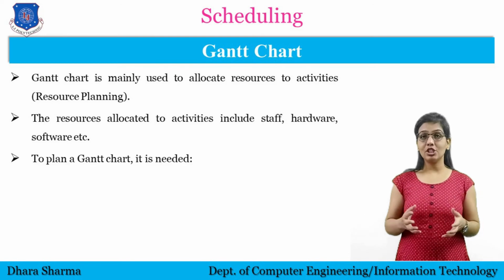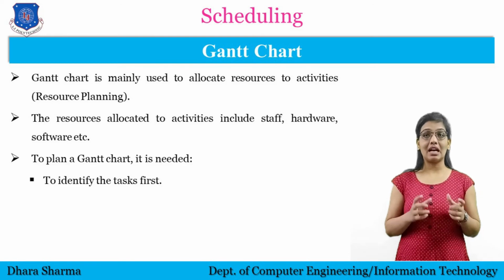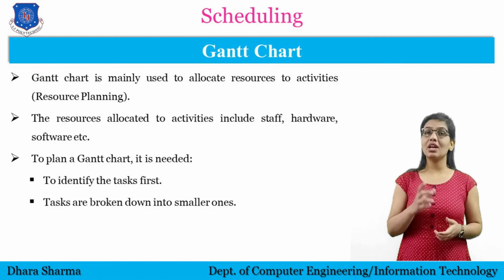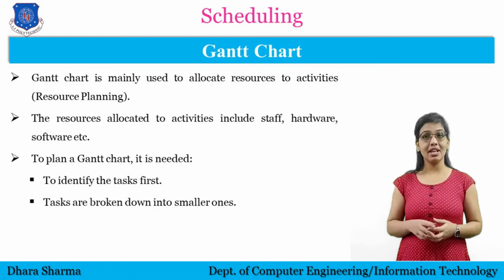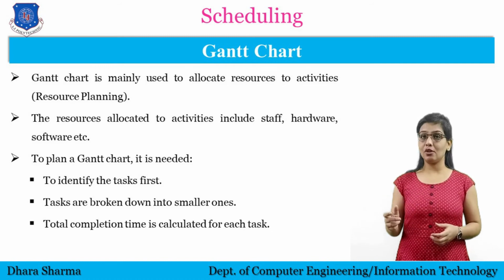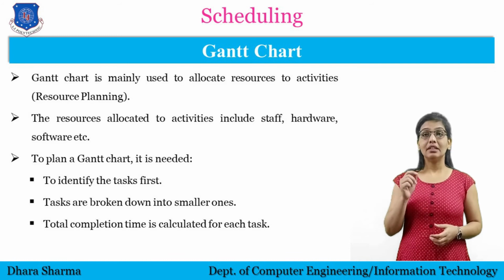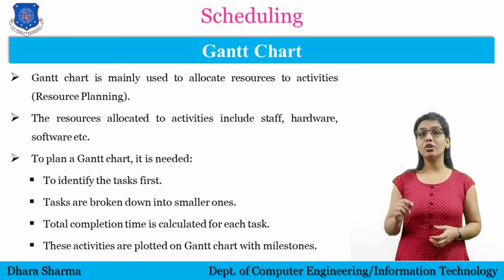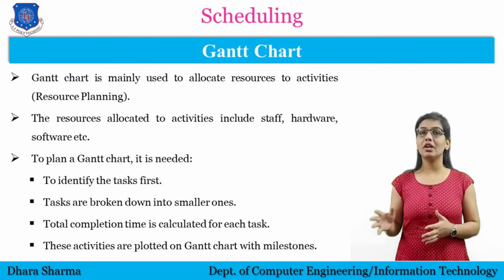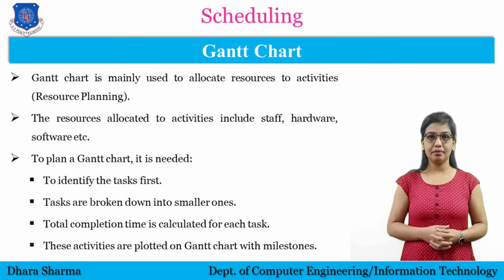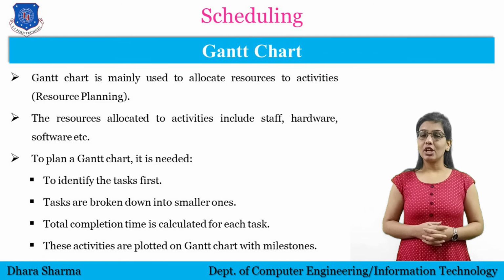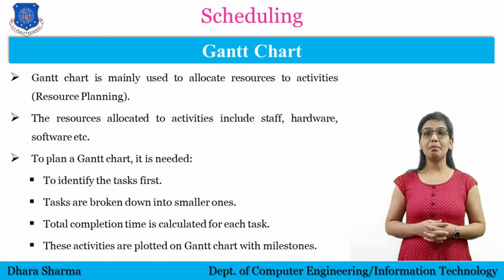To plan a Gantt chart, it is needed to identify the tasks first. Then, if possible, those tasks are broken down into smaller ones. Then total completion time is calculated for each task. Then these activities are plotted on the Gantt chart with milestones wherever applicable. Basically, a Gantt chart is useful for planning and guiding projects, understanding critical paths and planning resources. It is also used in monitoring the progress of the project.